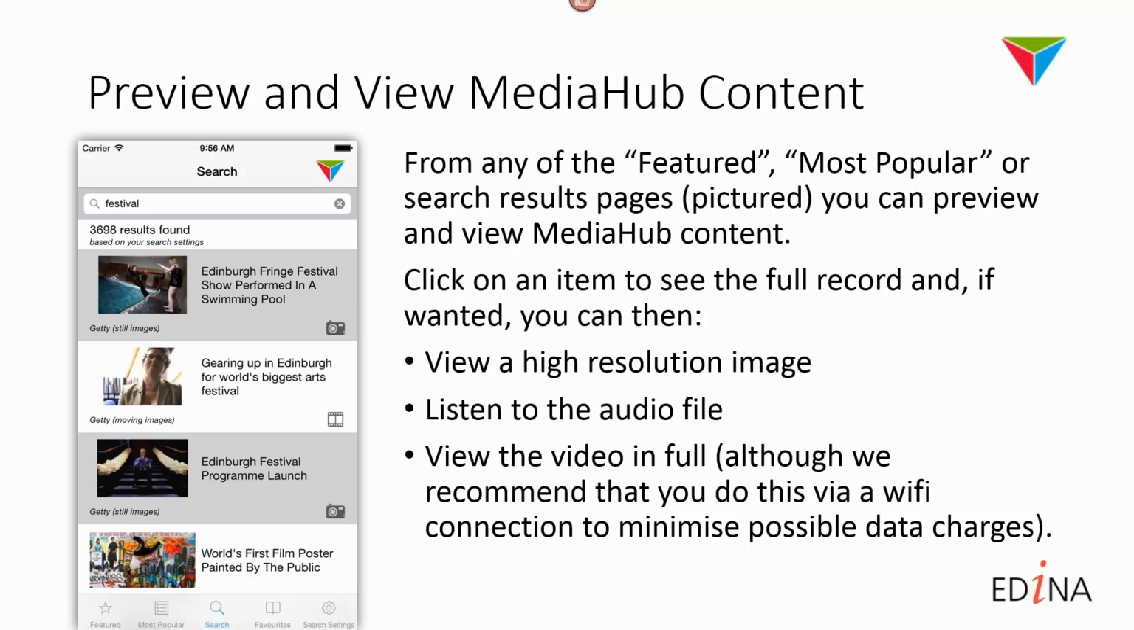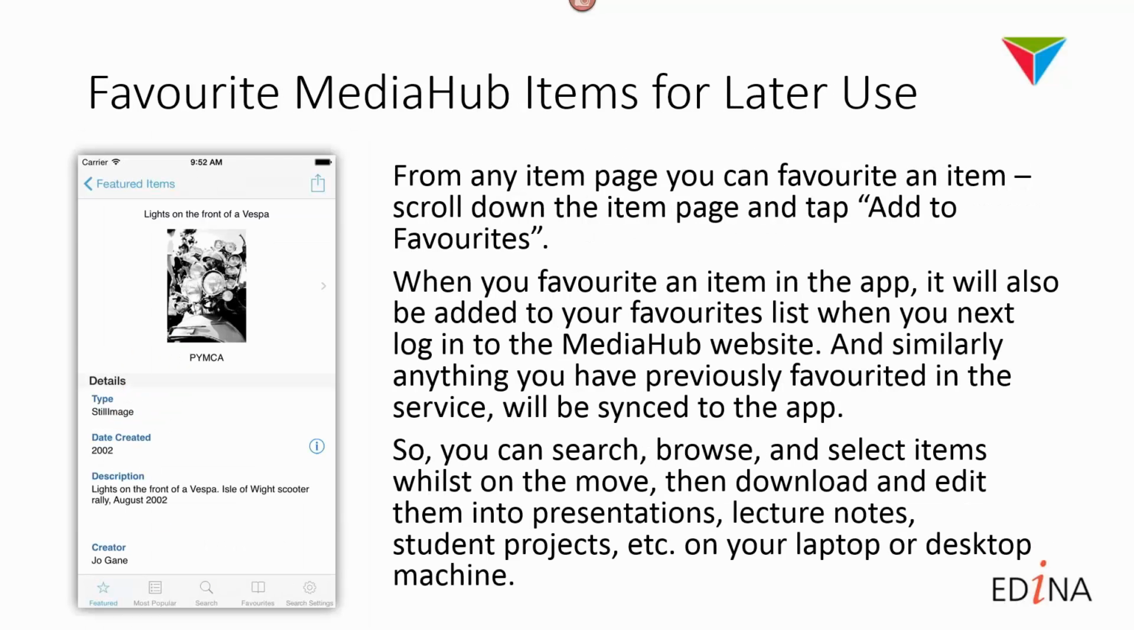So I mentioned you can tap on a record several times now. This is what you'll see when you tap on a record. You'll see the title of the record, you'll see the preview image at the top, and if you tap on that you can then view the video if it's a video, play the audio if it's an audio clip, or see a slightly high resolution or very high resolution image depending on what's available from the collection. At the bottom you'll see the name of the collection.